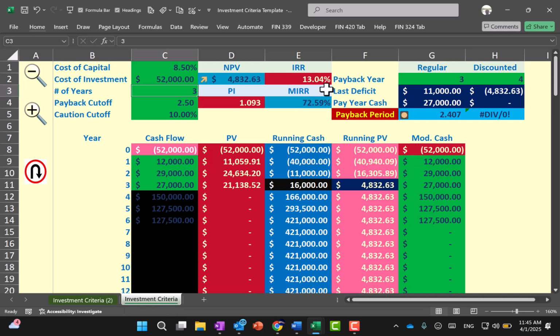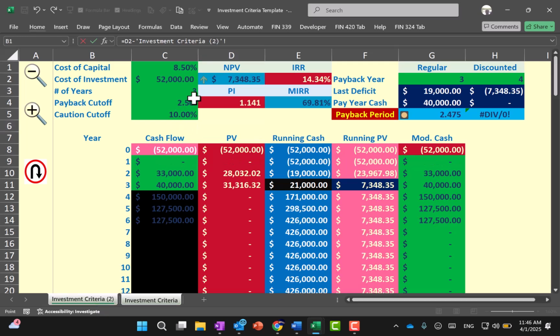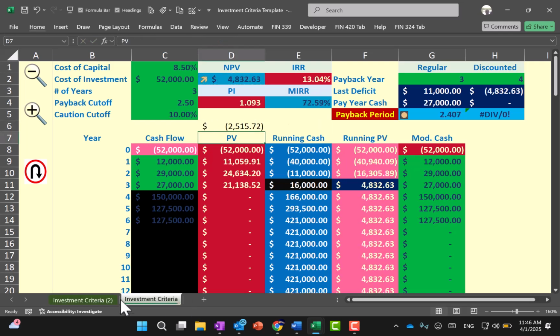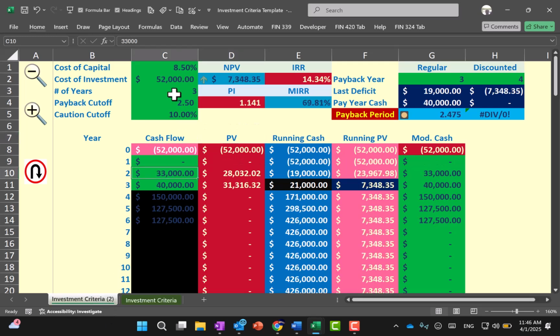The crossover point, the rate at which their NPVs is the same. So I'm going to actually put a little thing here. I'm going to say NPV of A minus NPV of B. And I'm going to make cost of capital the same.